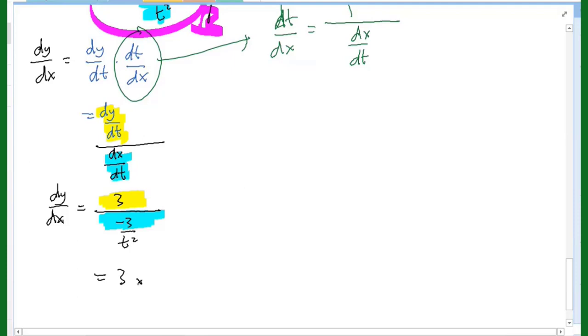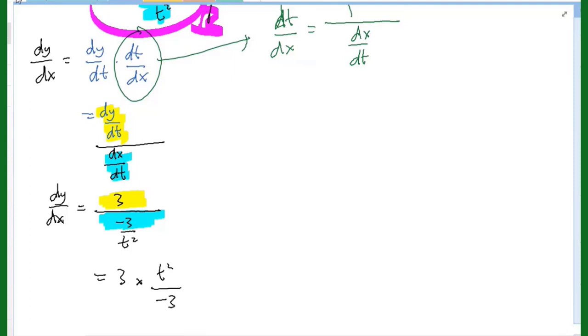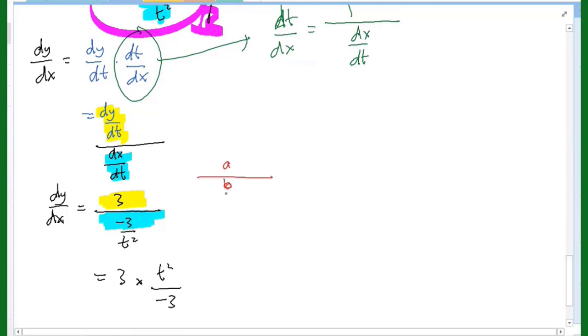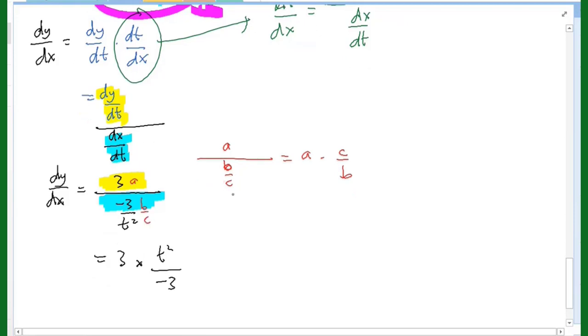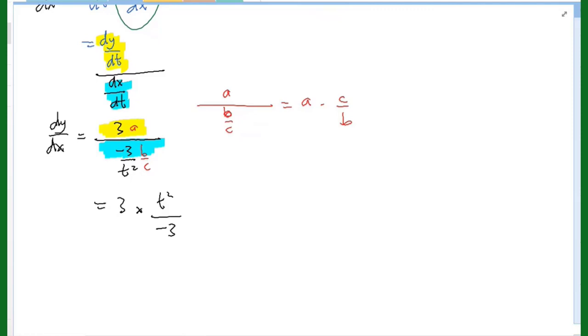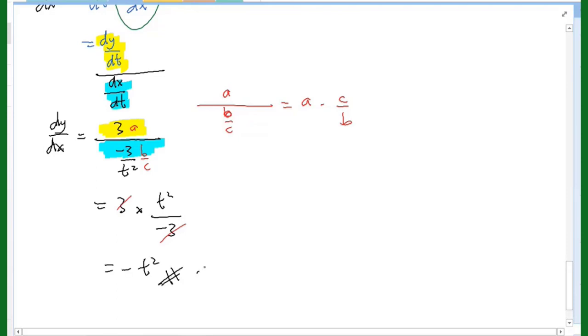3 times t squared over negative 3. And this is A over (B over C), which is equal to A times C over B. Now simplify. This cancels, right? Cancel. The answer is negative t squared. Done for dy/dx.